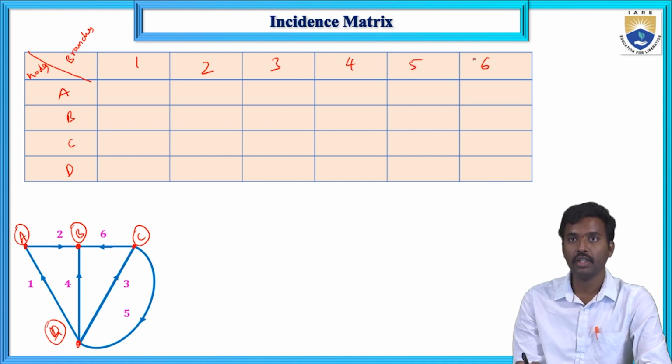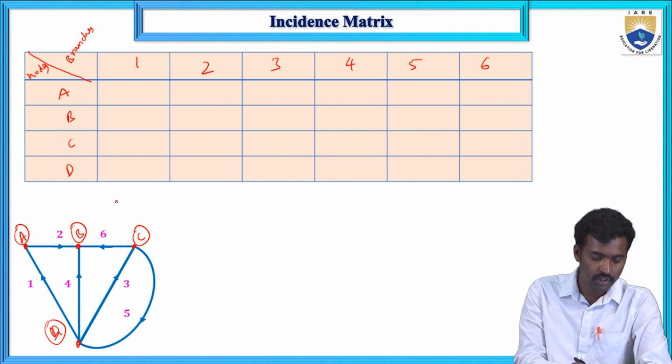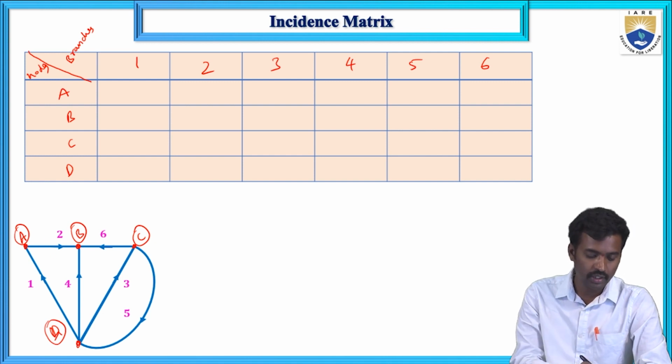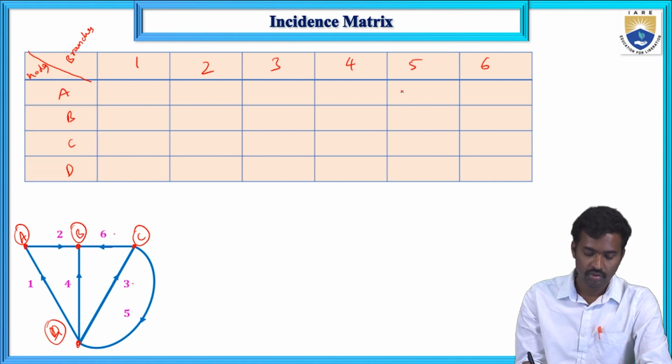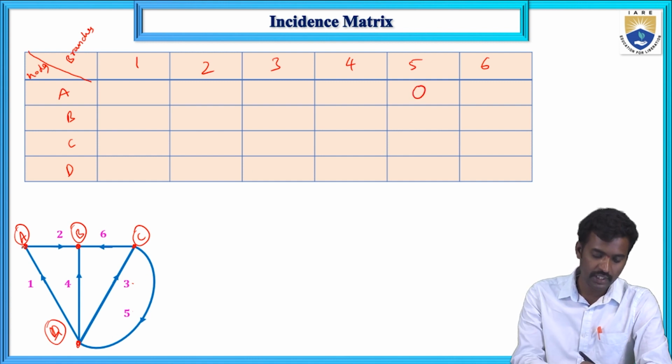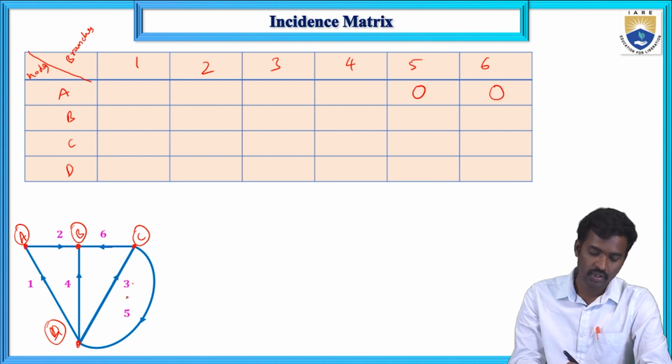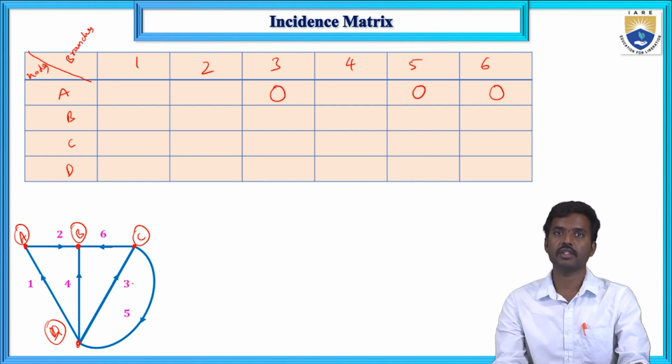You can represent them with names also, A, B, C, D, E, F, and 1, 2, 3 also, as you wish. Now here for the A node, the not associated elements are 5, 3 and 6. 5 is not associated with A, 6 is not associated with A and 3 is not associated with A. So these values are 0.